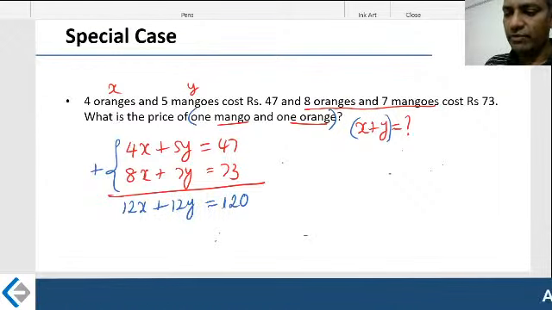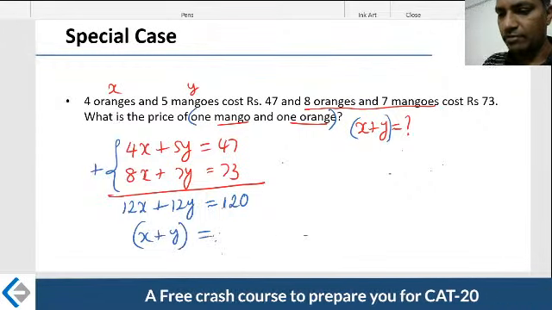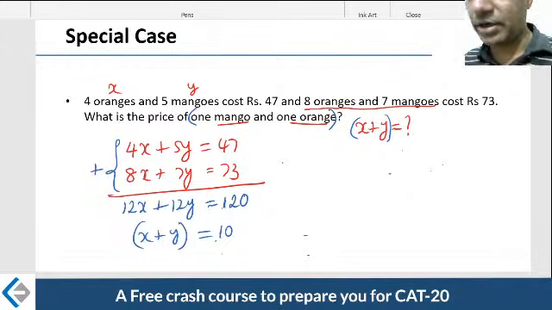120 rupees. Therefore divide throughout by 12, you get a pair of x and y. So divide 120 by 12, you get it at 10 rupees. You get this pair at 10 rupees. An apple and an orange, you get it at 10.